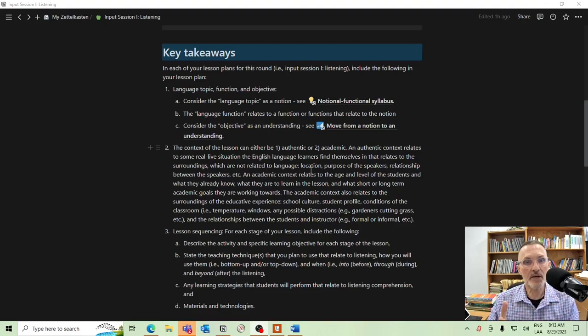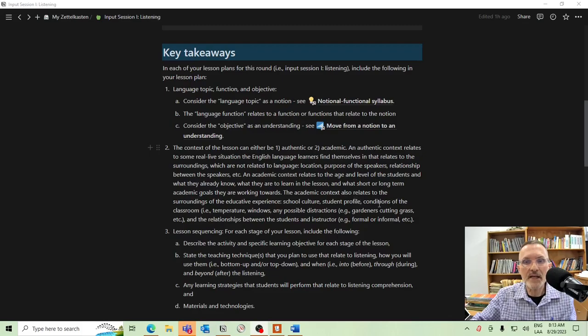Now, the academic context refers to the classroom scenario. The academic context relates to the age and level of the students, what they know, what they are to learn in your lesson, and perhaps what are they working towards? What kind of academic goals are you helping them prepare for in the future?